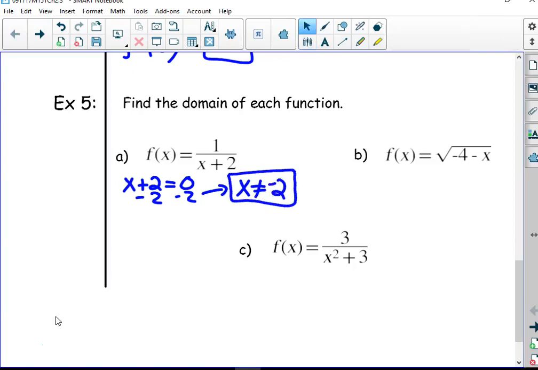So on B, here's what we're worried about with square root. Once we do our calculations, that number needs to be 0 or greater. It needs to be a positive number or greater than 0. So the way we work around this is to just set up an inequality. -4 minus x has to be greater than or equal to 0. And we're going to solve this.